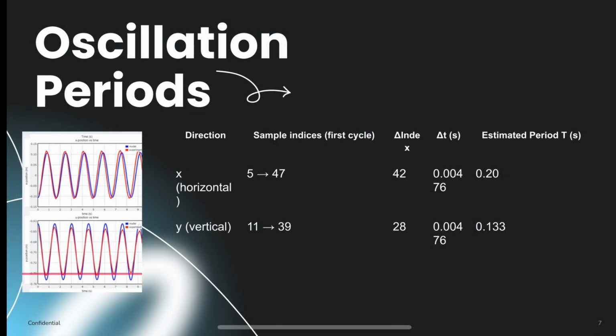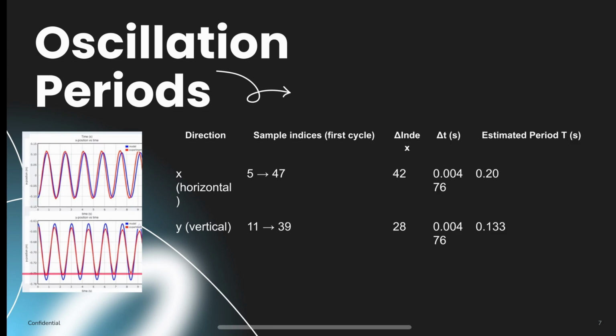To analyze the oscillation periods, I used the Tracker data for x and y positions. The period is the time between two successive peaks in the motion. For the horizontal motion, the first negative peak occurs at index 5 and then at index 47. Multiplying the difference in indices, 42, by the time step delta t equals 1 over 210, or 0.00476 seconds per frame, gives an x period of approximately 0.2 seconds.